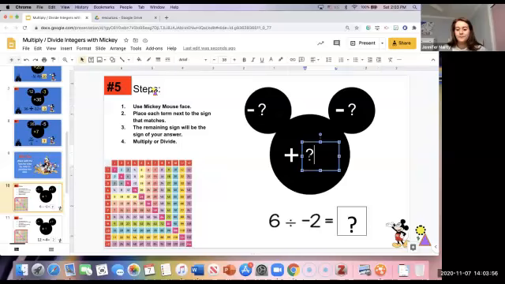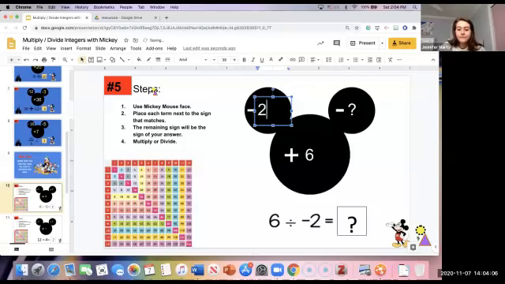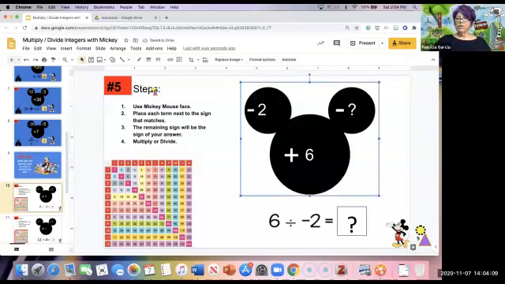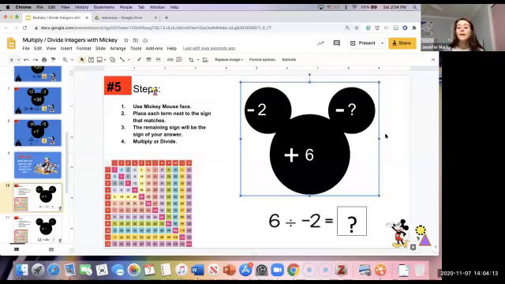In Mickey's face. Okay. And what about the next integer, -2? Where would I put that? In either of the 2 Mickey's ears. Okay. And what will the answer be? What sign will the answer have at the end? A negative sign. Okay. So can you please divide 6 divided by 2? Will be -3. -3. Okay.